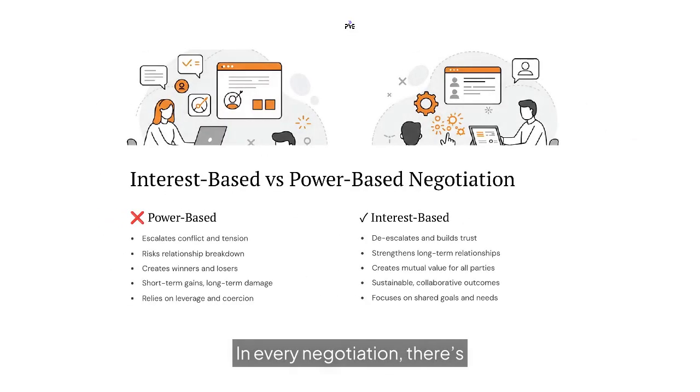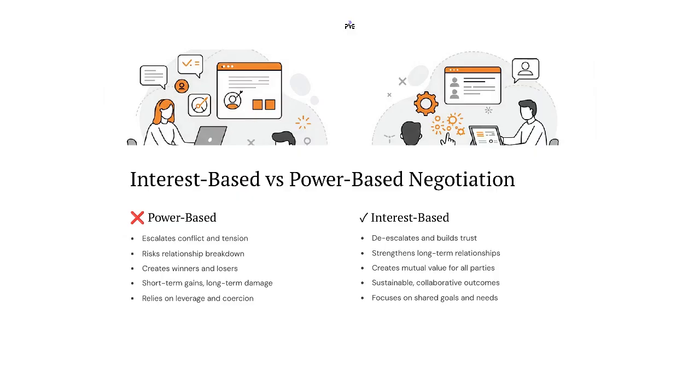In every negotiation, there's a choice: compete for power or collaborate for progress. Understanding this difference can completely transform the outcome. Power-based negotiation focuses on dominance, using authority, pressure, or leverage to win. It often feels like a tug of war, where each side pulls harder to gain control. While it may lead to short-term victories, it frequently damages relationships and breeds resentment, making future cooperation more difficult.